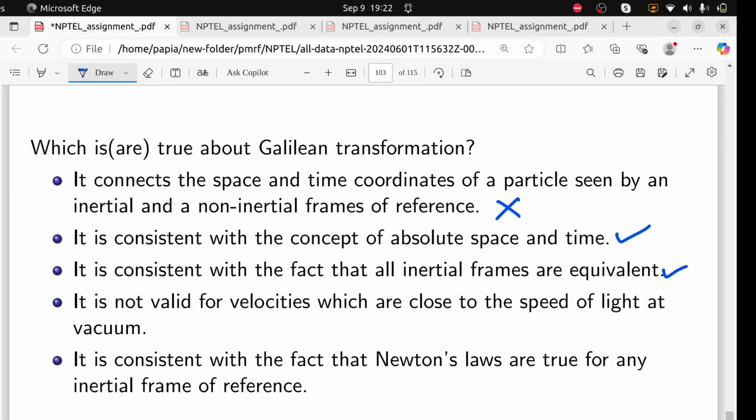It is not valid for velocities which are close to the speed of light. Yes, that is correct. It is consistent with the fact that Newton's laws are true for any inertial frame of reference. Yes, that is also correct, because basically this one and this one are similar: it is consistent with the fact that all inertial frames are equivalent, and that Newton's laws are true for any inertial frame of reference. Okay. So for this case, B, C, D, E, these four are correct, if I label the options A, B, C, D and E.